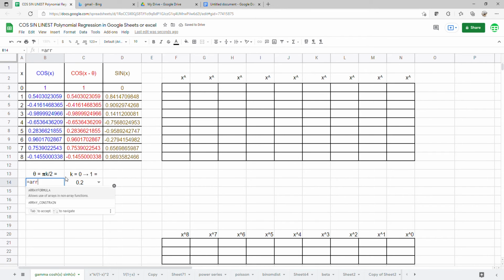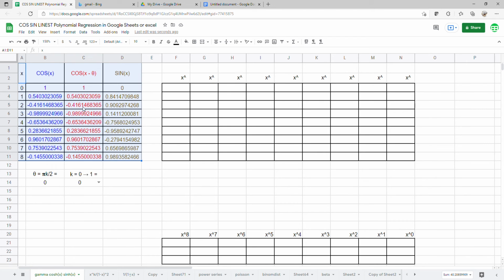So array formula, pi times k, this is our k, divided by 2. So at k equals 0, these are the same. And we chart this.